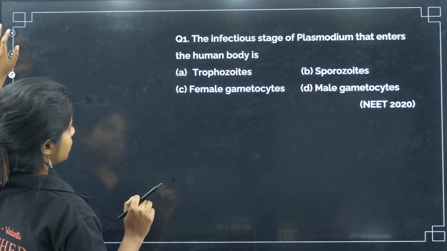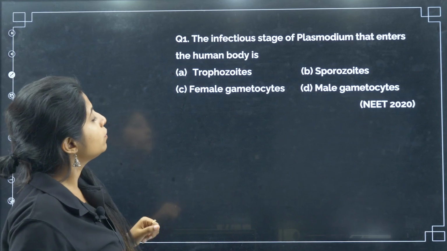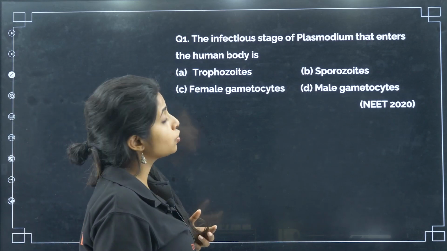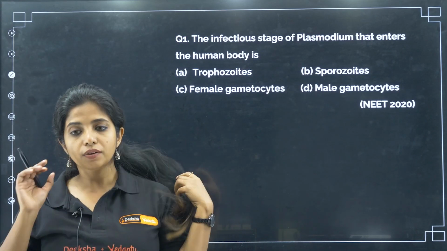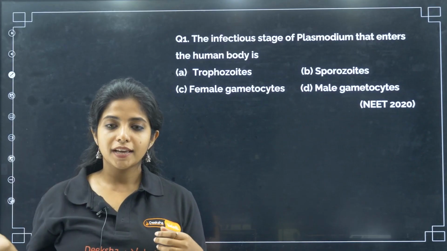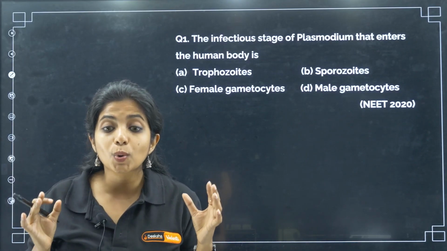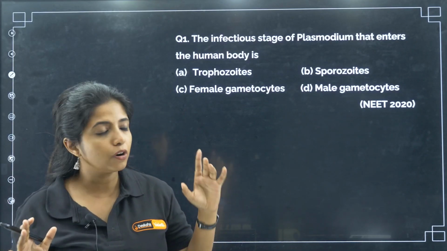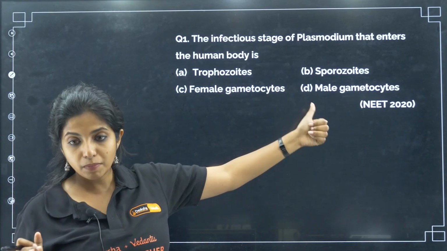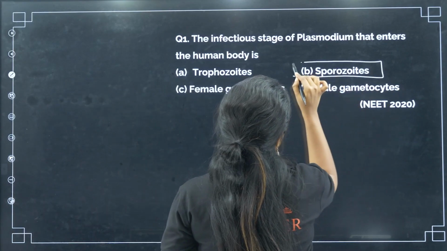Now, human health and diseases, the first question that we have over here: the infectious stage of Plasmodium that enters the human body is. What is the infectious stage of Plasmodium that enters the human body? In which stage does it enter? Sporozoite stage, my dear children. It is sporozoite, not trophozoite, not female gametocytes, not male gametocyte. It is just sporozoite. And where is it exactly?